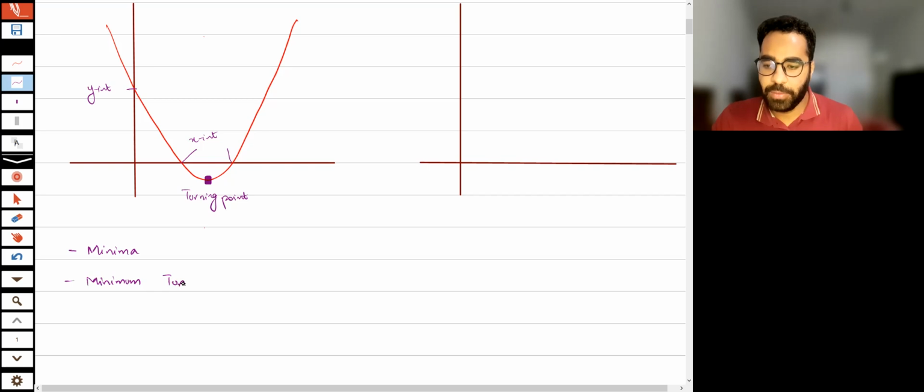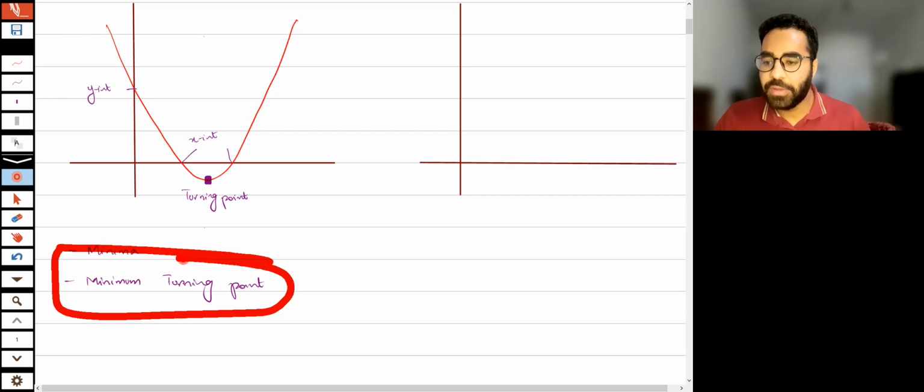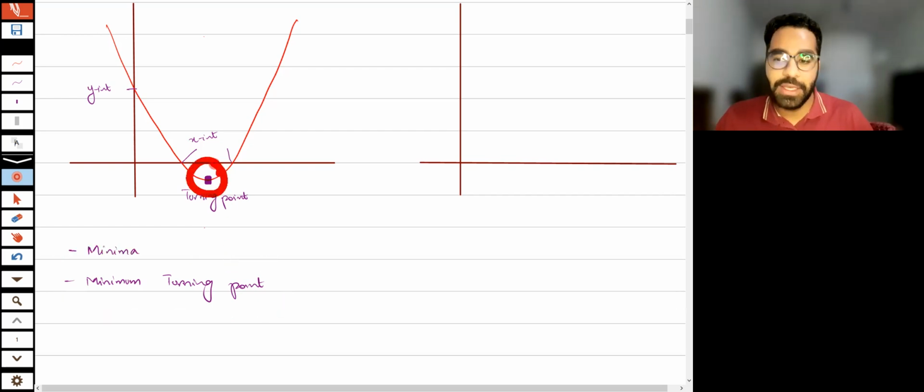Minimum turning point. Why am I calling this the minimum turning point? For increasing values of x, my value of y is continuously decreasing. You can see here the value of y is decreasing. For increasing values of x, your value of y is decreasing. At this turning point, you will get the lowest or least value of y, because a smaller value of y cannot occur. So we call this the minimum turning point because we get the least value of y at this turning point.